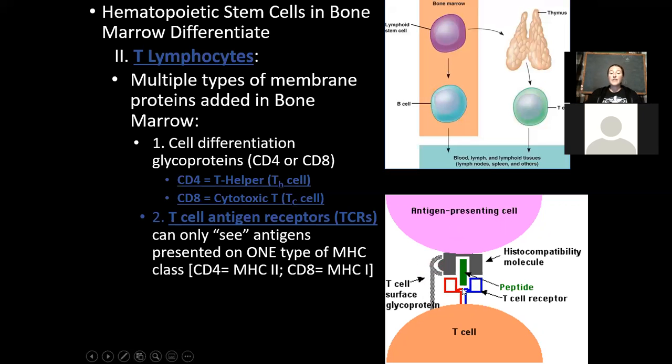Okay. Note that it is the glycoprotein that is recognizing the MHC, and so each glycoprotein, CD4 or CD8, can recognize only one type of MHC. So CD8 recognizes MHC1, CD4 or the T helper cells recognize MHC2, which are the much more common ones. Okay, does that make sense so far?